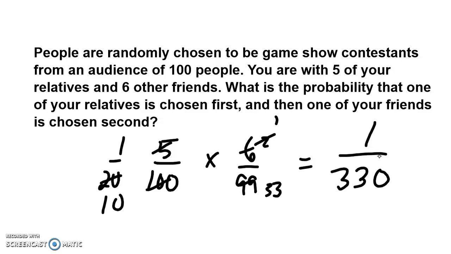Okay, just remember, independent probability is the same chance each time. Think about it like putting the marbles back. A dependent probability means that you're going to keep something out or something cannot be repeated.